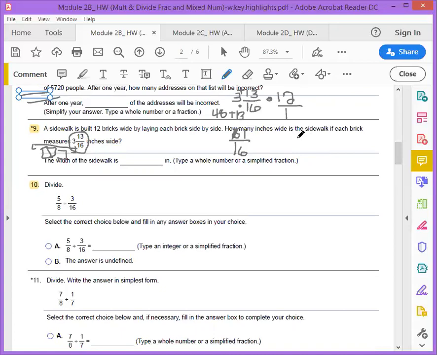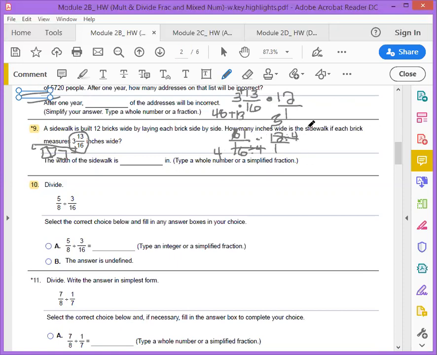Times 12 divided by 1. Now look at our 16 and our 12. We could reduce a little bit there because 12 and 16 can be divided by 4, and that's what we'll do to reduce these values here. 16 divided by 4 gives us 4 in the denominator. 12 divided by 4 gives us 3 in the numerator.